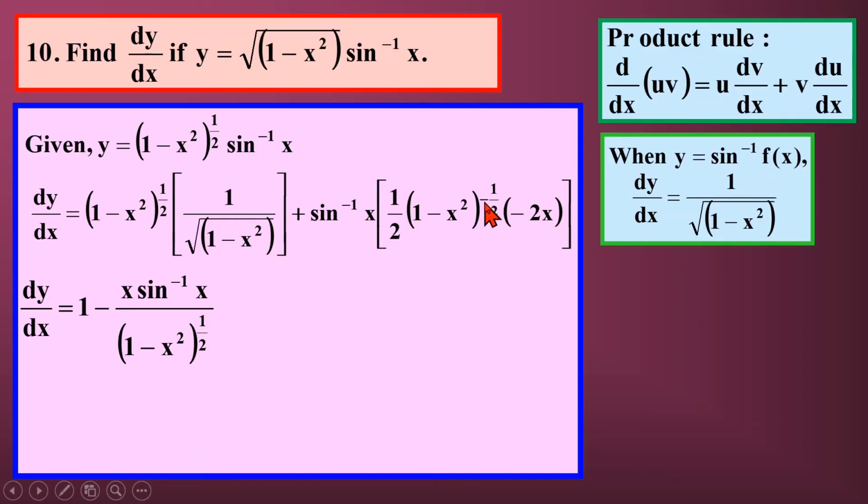This power is a negative, so I will bring 1 minus x squared to the denominator. 2 and 2 will clear away. So what is left is this function. I just need to change the power of 1 over 2 back into square root, and that's my answer.